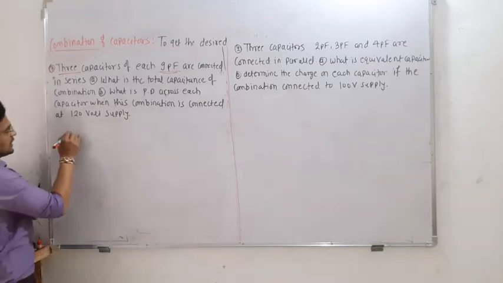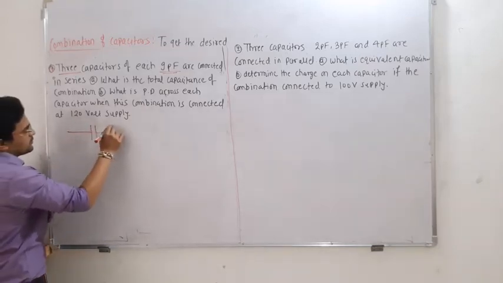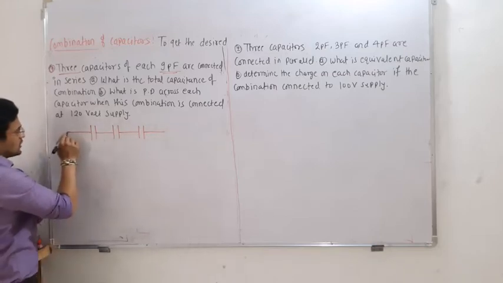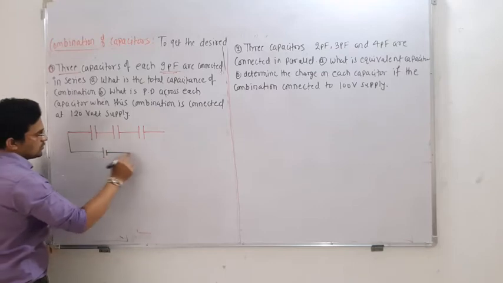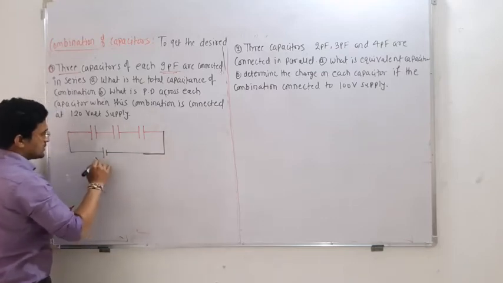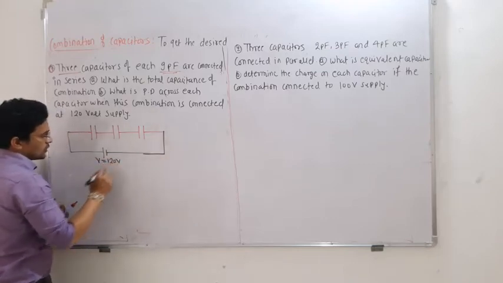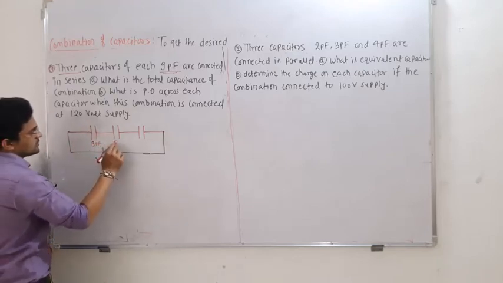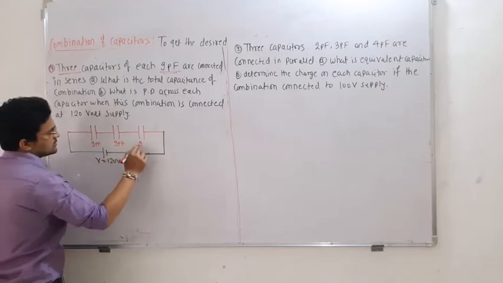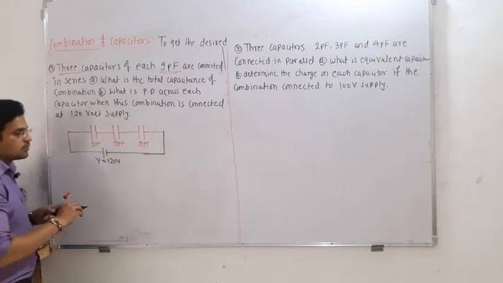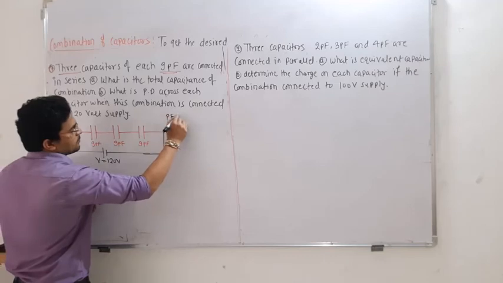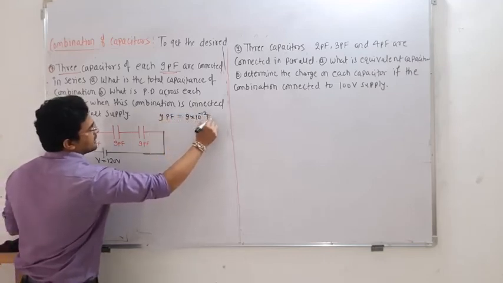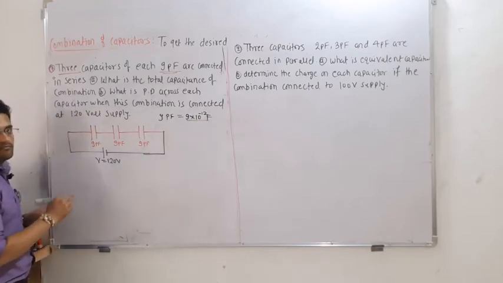So first you have to make the diagram. There are 3 capacitors, 1, 2 and 3, connected in series, and this total connection is connected across a cell or battery power supply, that is V is equal to 120 volt. And this capacitor has 9 picofarad, this is also 9 picofarad and this is also 9 picofarad. Picofarad means what? 9 picofarad is nothing but 9 into 10 to the power of minus 12 farad. Remember, pico means 10 to the power of minus 12.